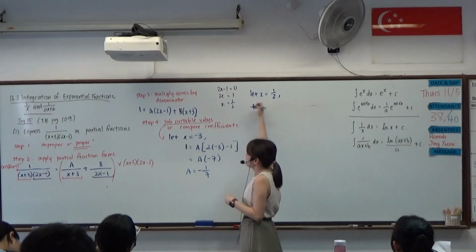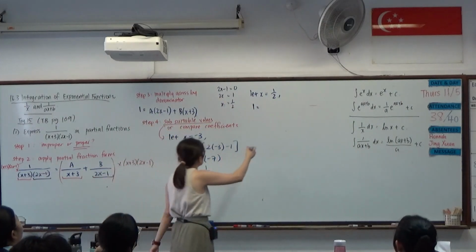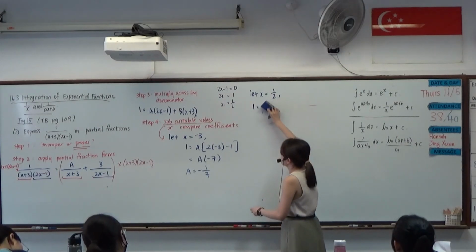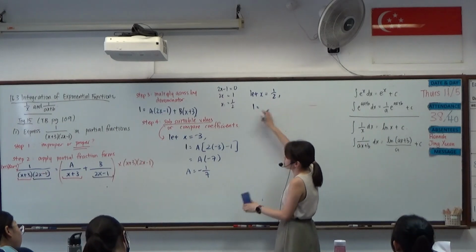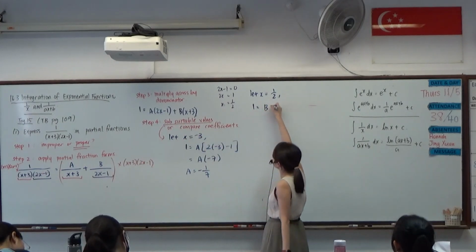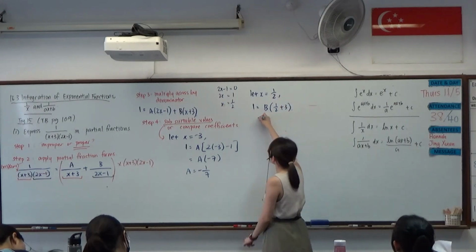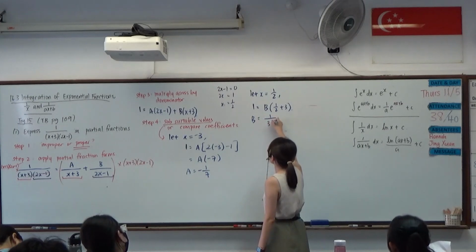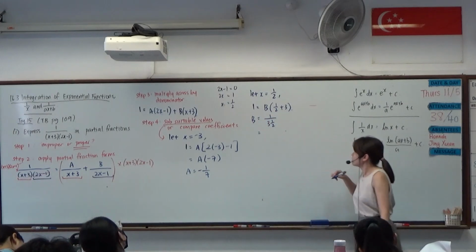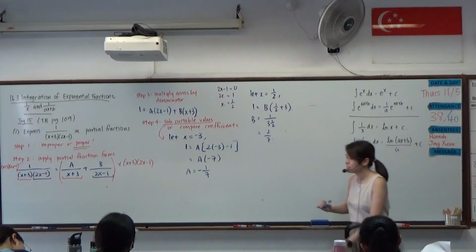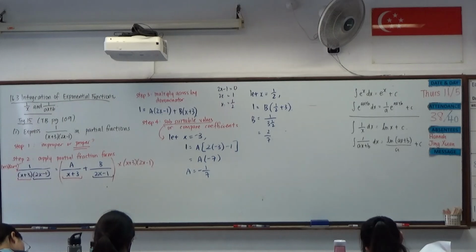So the left hand side remains as 1 since there's no x at all. Your A term will become 0 because 2x − 1 becomes 0, so we're just looking for B. And we find B is 2/7.